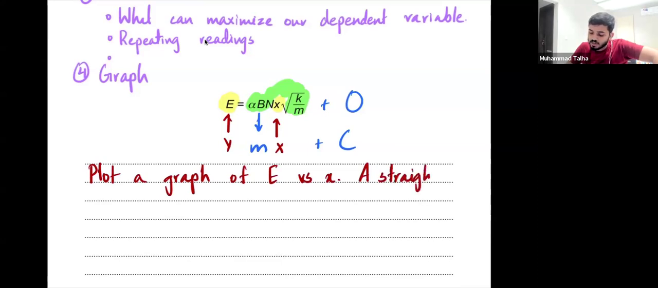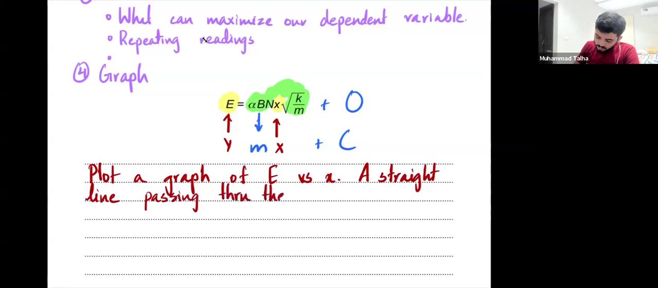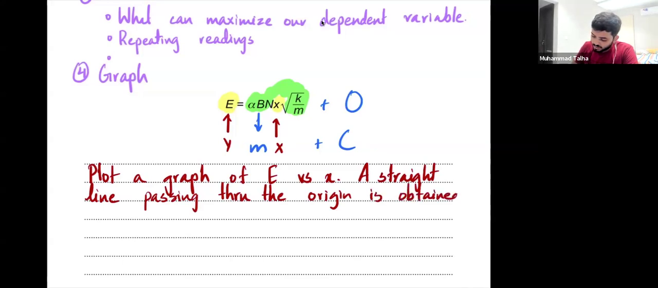Now, a lot of the times this does not happen, but in this case, this straight line should pass through the origin. So a straight line passing through the origin is obtained if the relationship is valid.